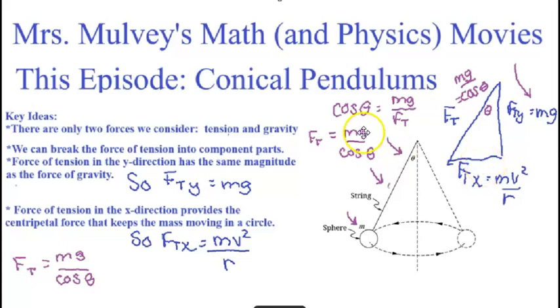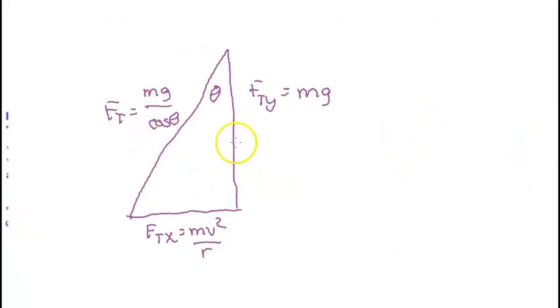So give me a moment. I'm just going to set up the triangle again. So now I have this drawn. Here's my string with the tension. Force of tension in the y direction is equal to mg. Force of tension in the string is mg over the cosine of theta. So let's take this third side and write it just in terms of mg and theta, if we can.